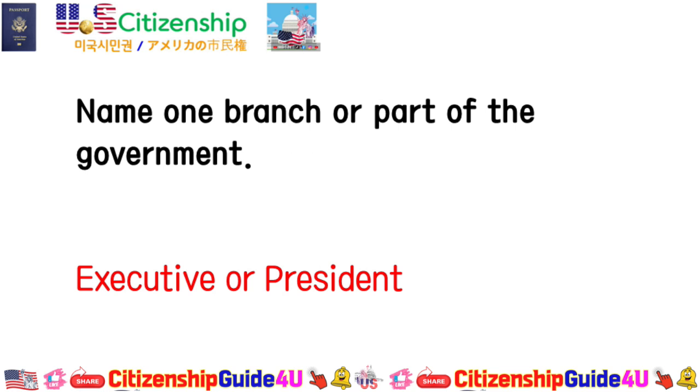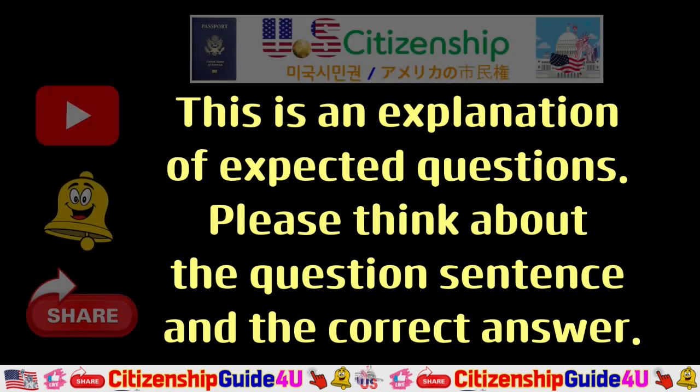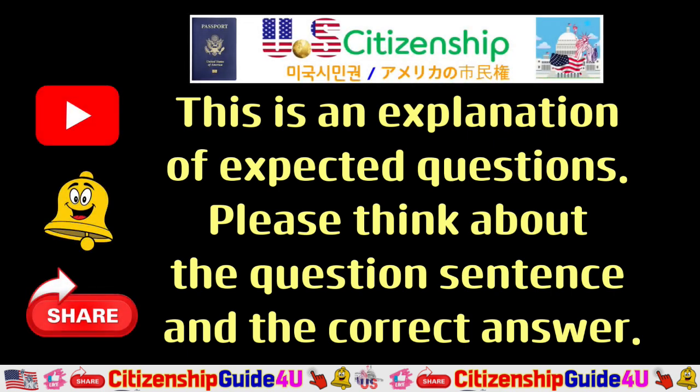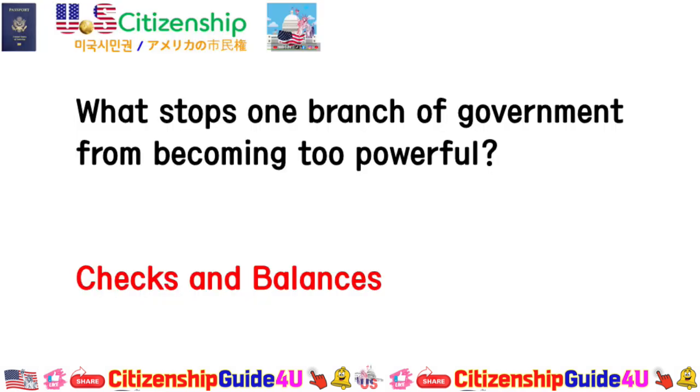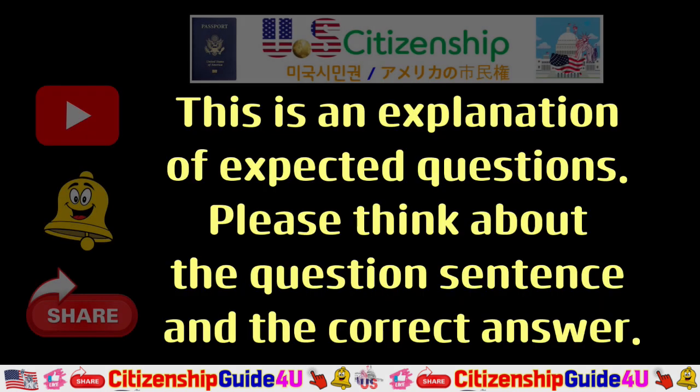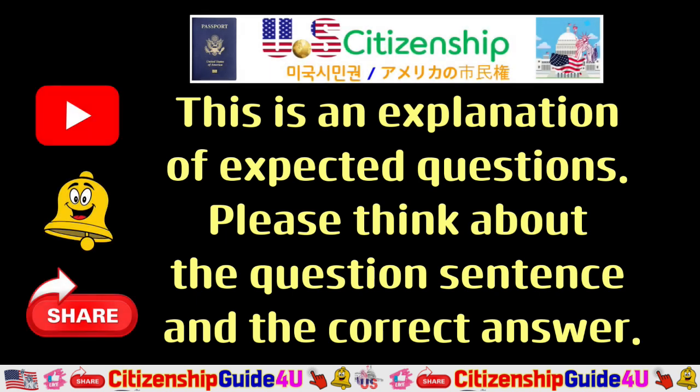Executive or president. The concept of checks and balances is designed to prevent any one branch of government from becoming too powerful. What stops one branch of government from becoming too powerful? Checks and balances. In the United States, the executive branch is headed by the president.